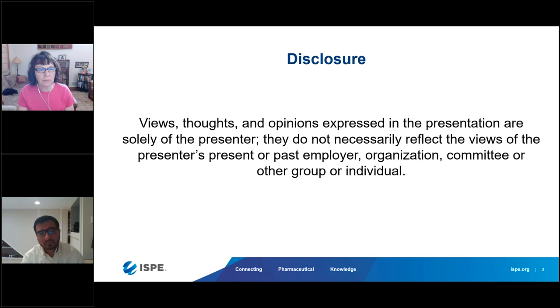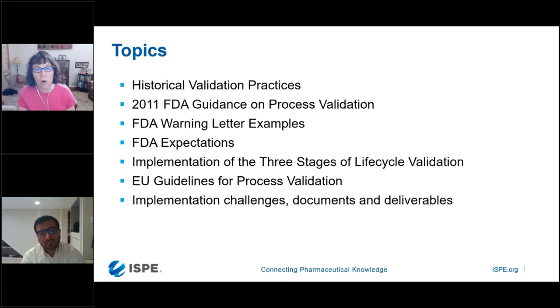So here are the topics that we'll walk through today. I'll start out talking about historical validation practices and introduce the FDA guidance on process validation. I'll hand it over at that point to Keyur, who will review some very, very relevant FDA warning letters. We'll talk about FDA expectations, and then we'll get into some detail about the three stages of lifecycle validation that's in the 2011 FDA guidance.